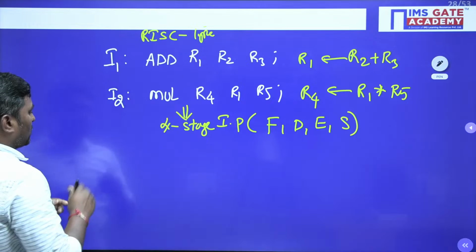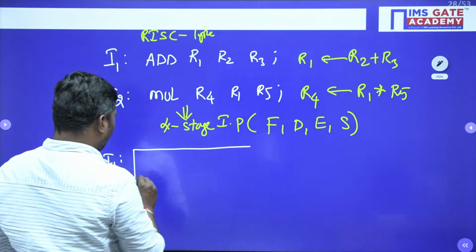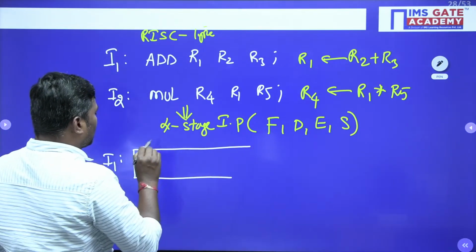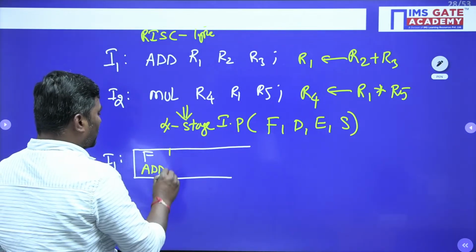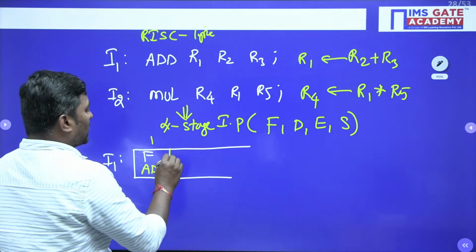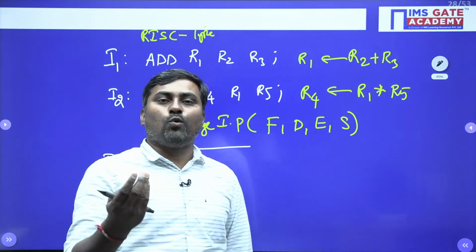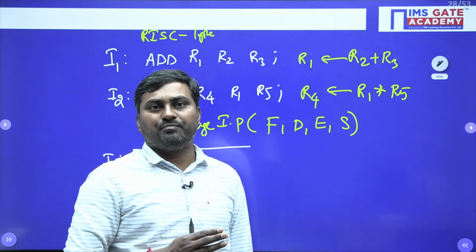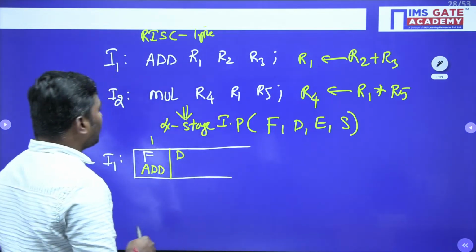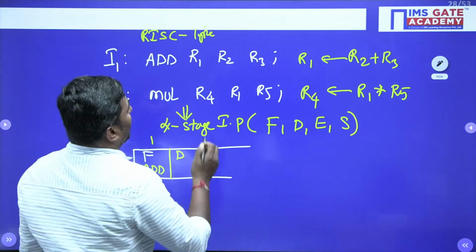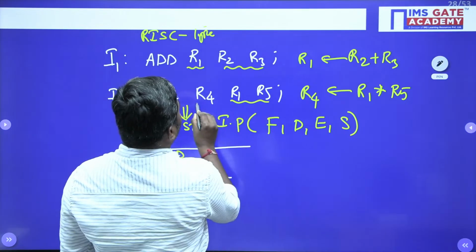So let's execute instruction 1. First fetch the instruction. What is the meaning of fetch instruction here? Add is the opcode, and the opcode we fetched. Fetch takes 1 clock cycle. Then you have to decode. Decode means identifying what type of instruction it is, whether addition or subtraction. After determining the instruction, the source operands need to be fetched. Observe, these two are the source operands, this is the destination.